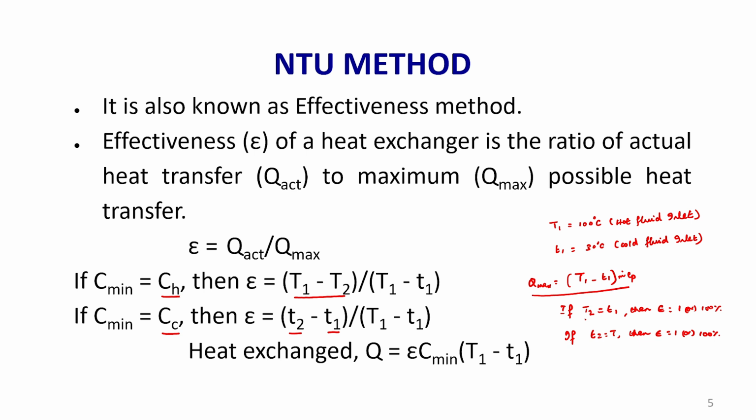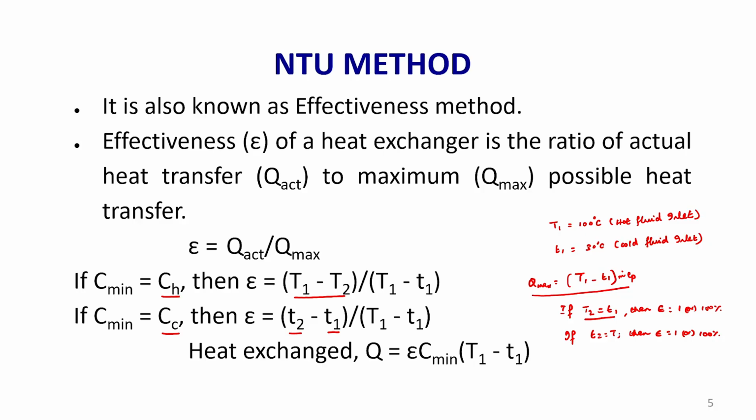So, what does this indicate? The outlet temperature of the hot fluid is equal to the inlet temperature of the cold fluid, which is the maximum cooling that can be attained in this case. A 100 degree hot fluid can be cooled to a maximum of 30 degrees, the cold fluid inlet temperature. Similarly, if the outlet temperature of the cold fluid is equal to the inlet temperature of the hot fluid, then the ratio will become 1, which indicates that the effectiveness is 100%.